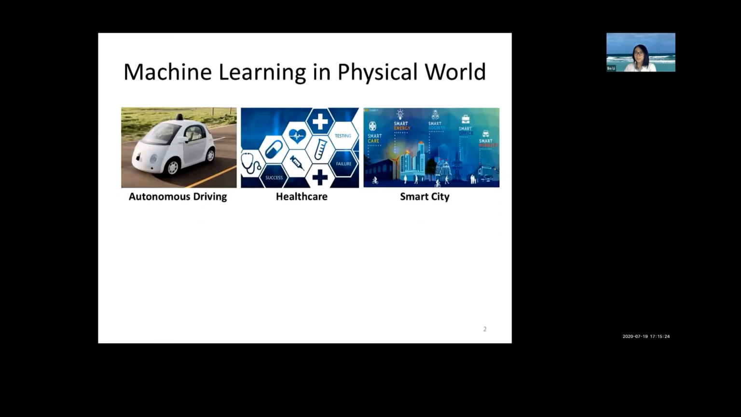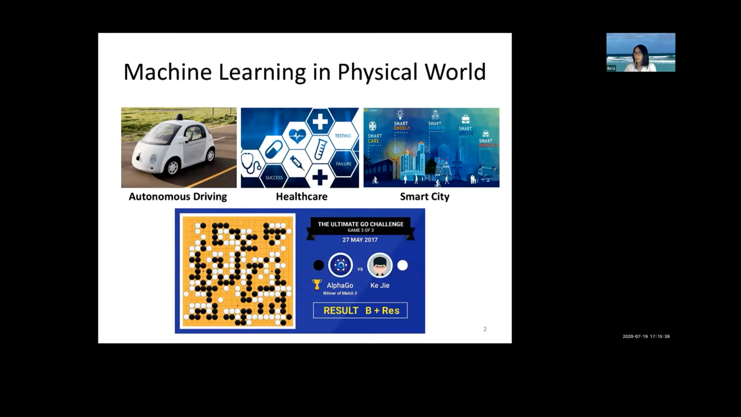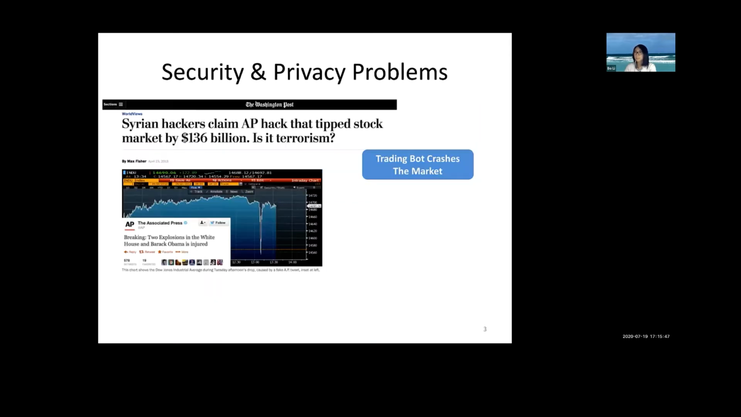As we all know, machine learning nowadays has become ubiquitous in the world. It has been applied to different domains to help make our life better. For instance, autonomous driving, intelligent medical treatment, and smart city have been built up to improve the quality of our life. And AlphaGo has shown that AI has certain power which can perform better than humans on certain tasks.